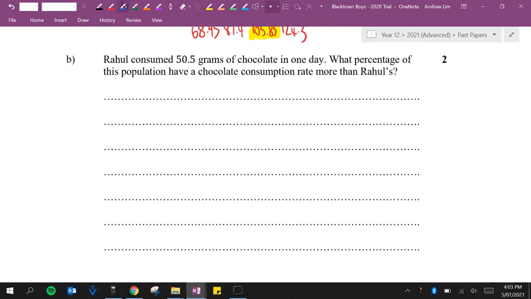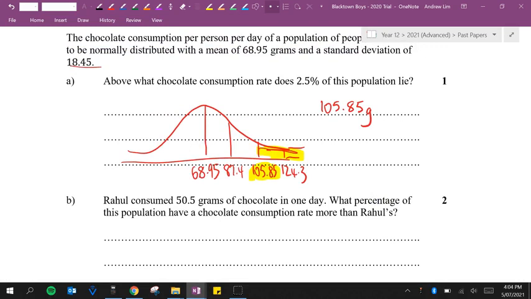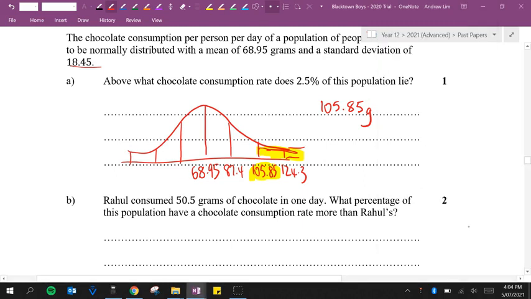Question B. Rahul consumed 50.5 grams of chocolate in one day. What percentage of this population have a chocolate consumption rate more than Rahul's? So 50.5. I'm just going to go back to my bell curve. Let's add in the other 3. 1, 2, 3. So that's 68.95 minus 18.45. That's 50.5. That's what Rahul consumed. So what percentage of this population have a consumption rate more than Rahul's?